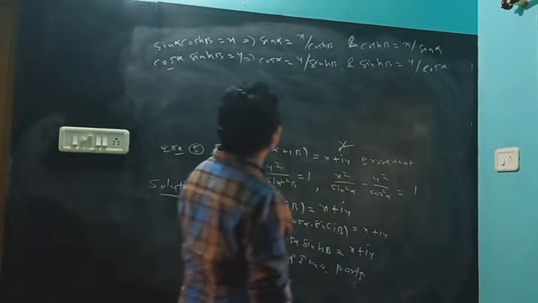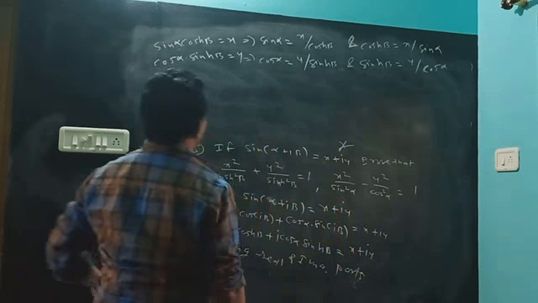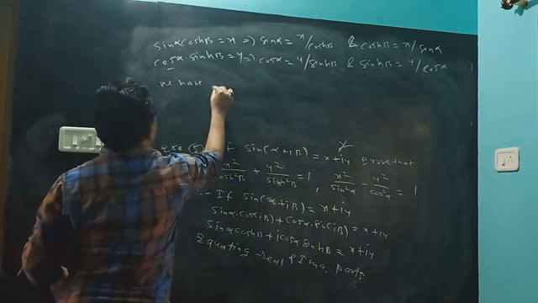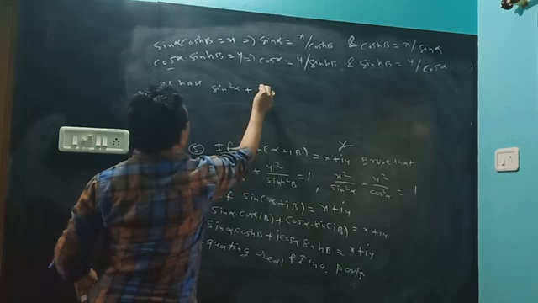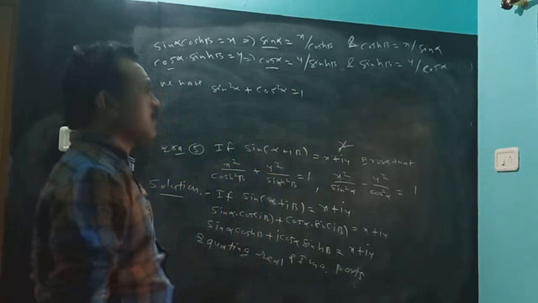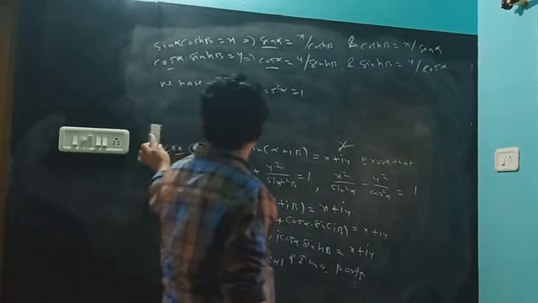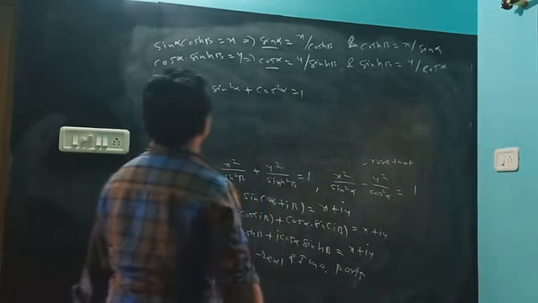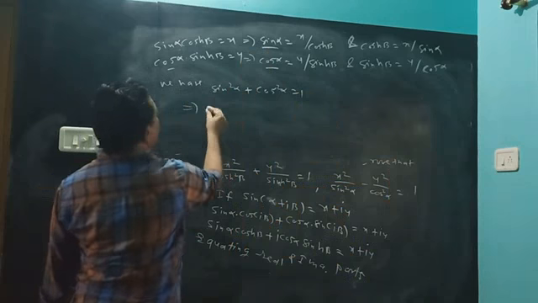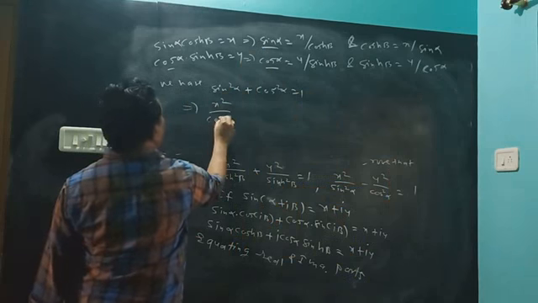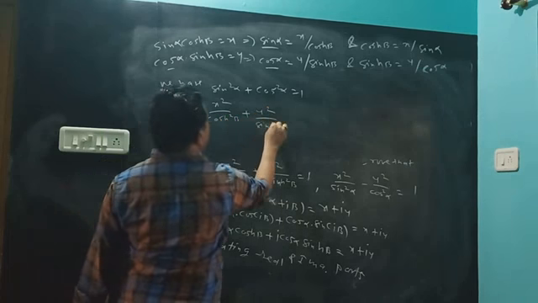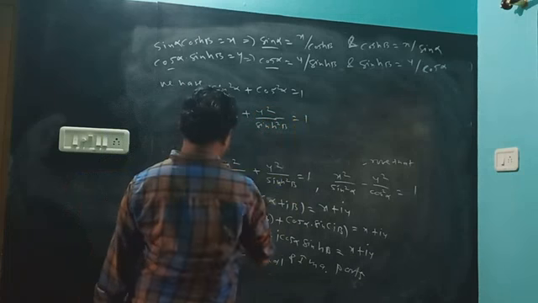In sin and cos we know the relation: sin square alpha plus cos square alpha is 1. This is the first relation, trigonometry. So put values here: x square upon cosh square beta plus y square upon sinh square beta equals 1. This is the first answer.